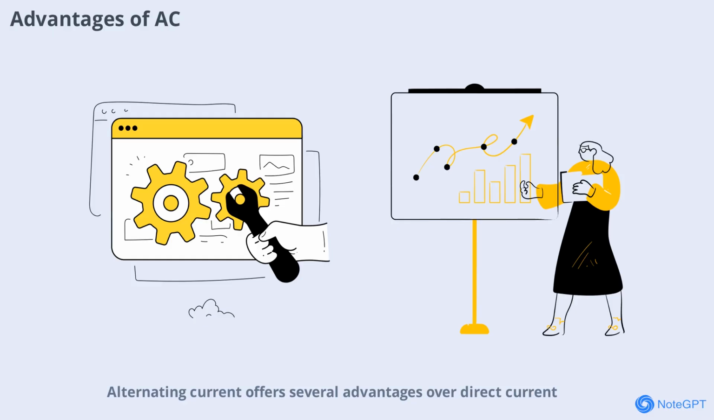Alternating current offers several advantages over direct current. It can be easily transformed to different voltages, transmitted over long distances with minimal loss, and is compatible with a wide range of devices and appliances. These benefits make AC the preferred choice for power distribution worldwide. Let's summarize why AC is so widely used and how it has shaped modern society.